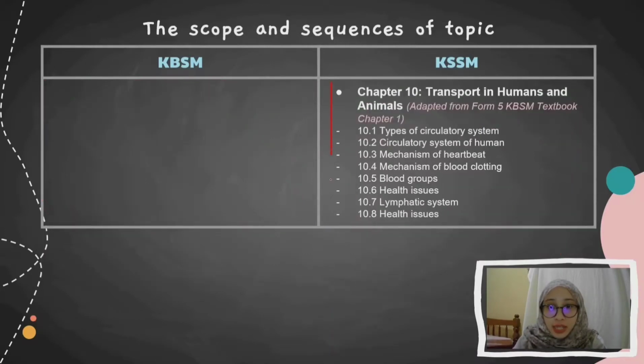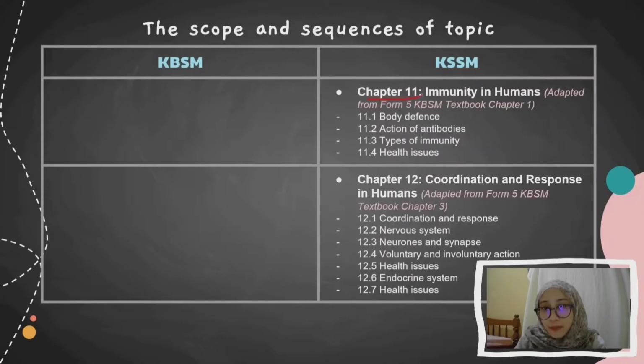Okay, so the next chapter of KSSM, which is chapter 10, is actually about transport in humans and animals. This chapter was adapted from Form 5 KBSM textbook chapter 1. Not to forget chapter 11, which is also adapted from the same chapter. It is about immunity in humans, where the student will learn about how our body defends itself and about the immune system. Okay, so the next chapter, which is chapter 12, is adapted from Form 5 KBSM chapter 3.